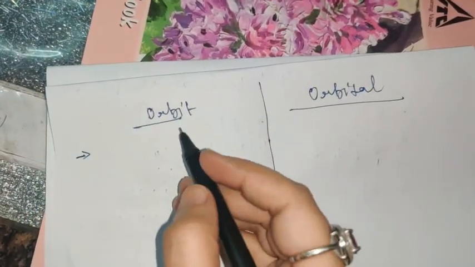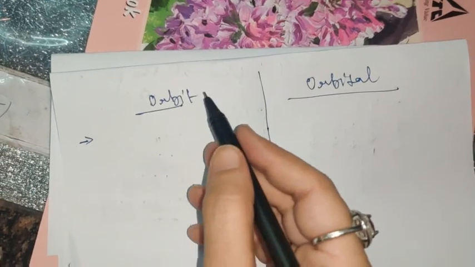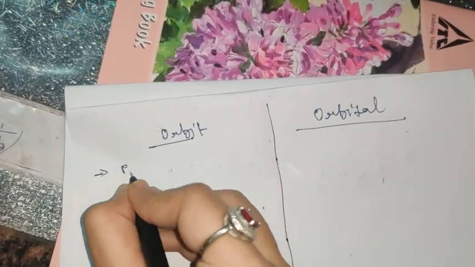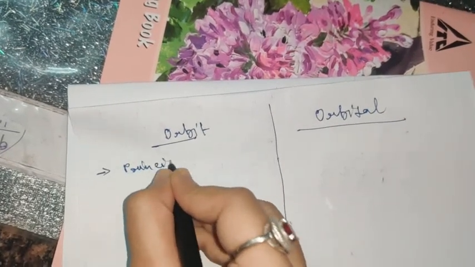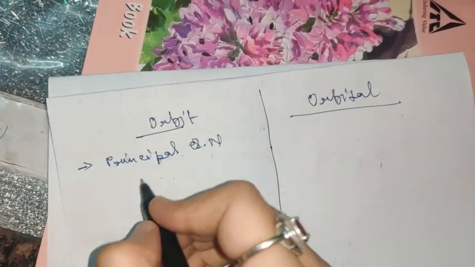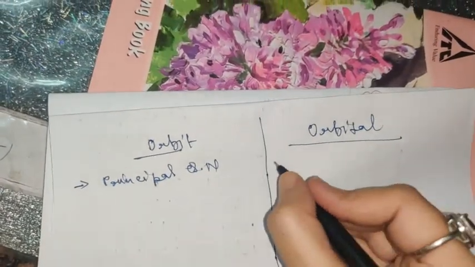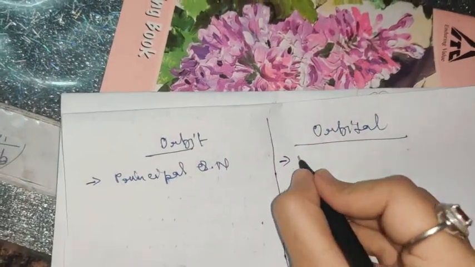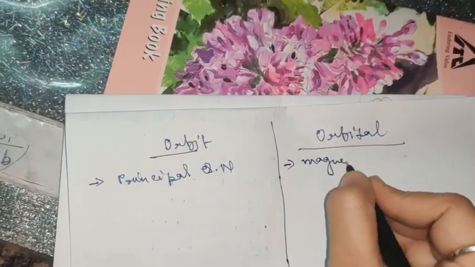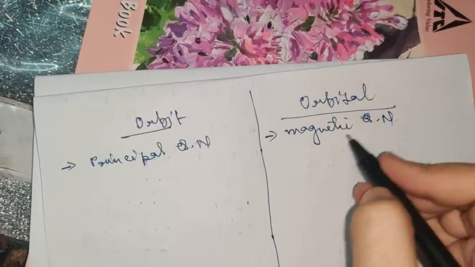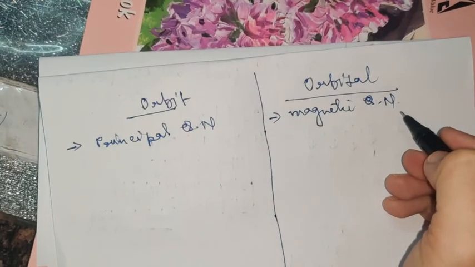How do we get to know about orbit? What is the quantum number which tells us about orbit? It is principal quantum number. The information about orbit comes from principal quantum number, and the information about orbital comes from where? From magnetic quantum number. The number of orbitals we get to know with the help of magnetic quantum number.